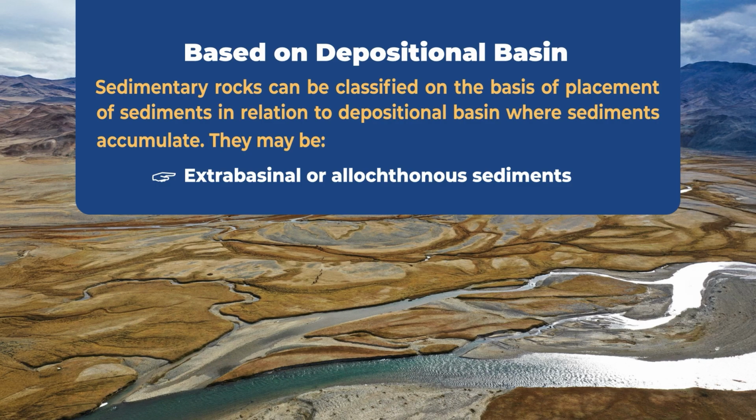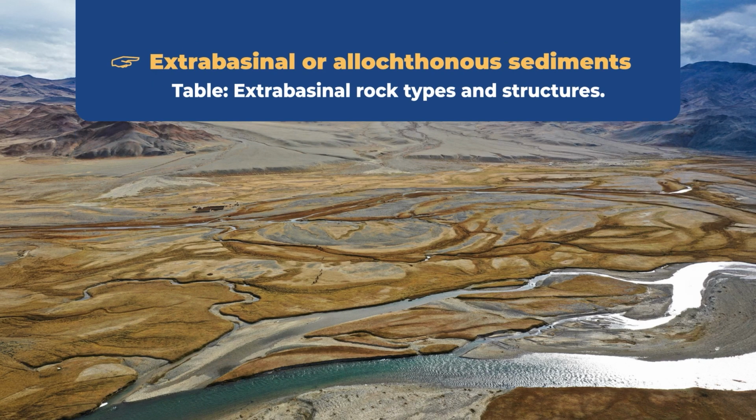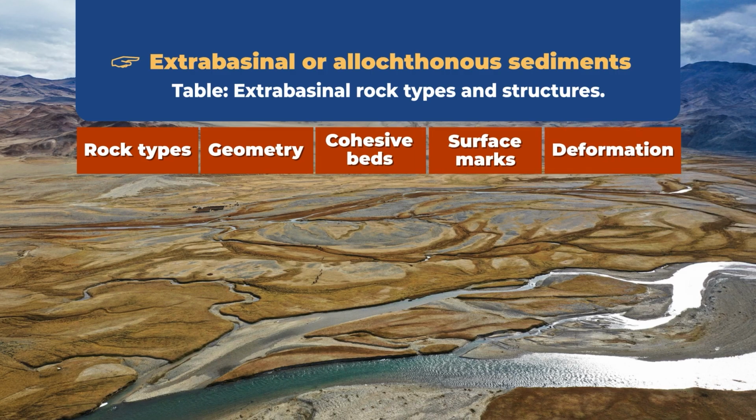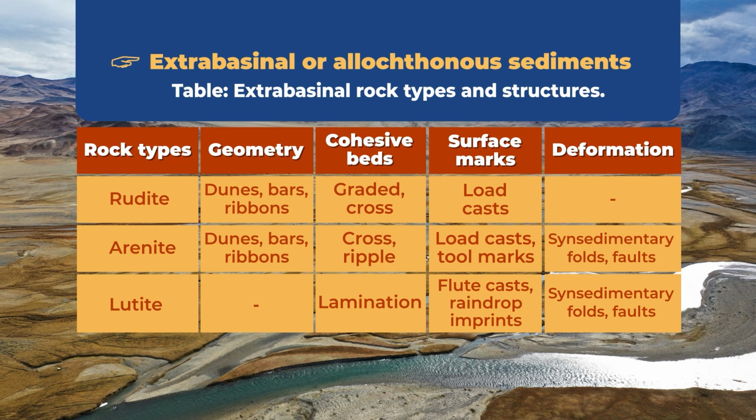They may be extrabasinal, known as allochthonous sediments, or they may be intrabasinal, known as autochthonous sediments. So, for the classification, here you can see the table based on the extrabasinal rock types and structure. The rock types are rudite, arenite and lutite. You can see the geometry in this table and the deformation they form.